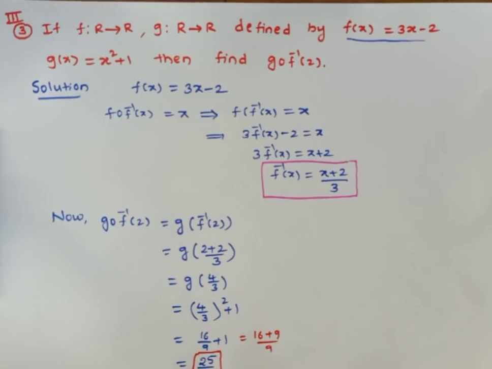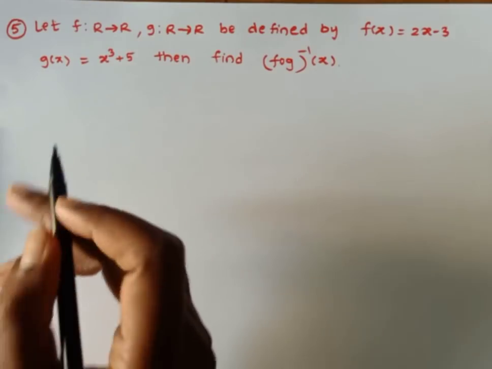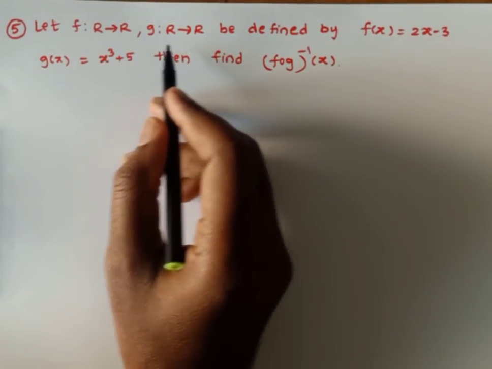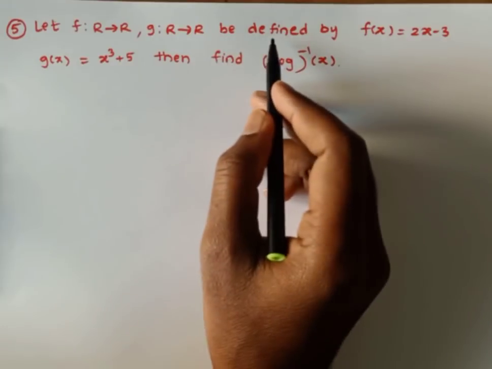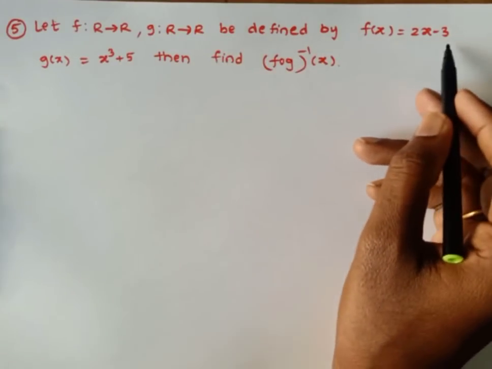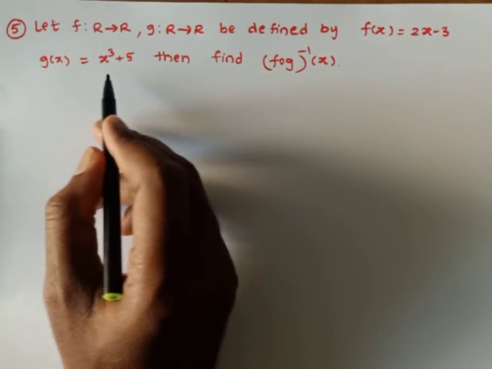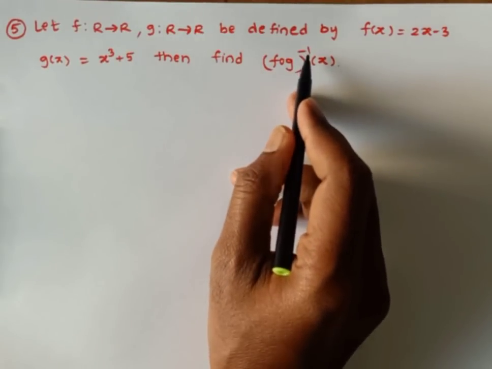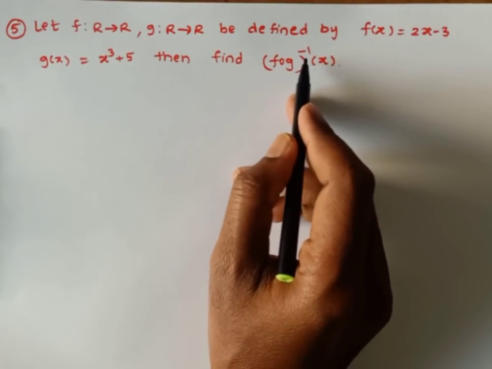Next, problem number 5. Let f from R to R and g from R to R be defined by f of x is 2x minus 3, g of x is x cube plus 5. Then find (f circle g) whole inverse of x.